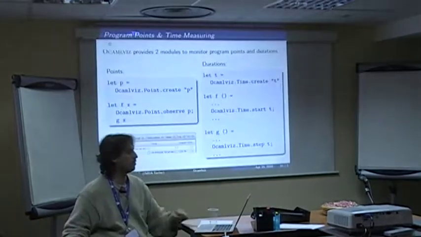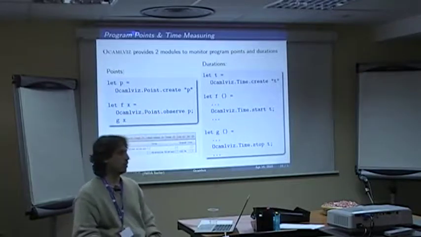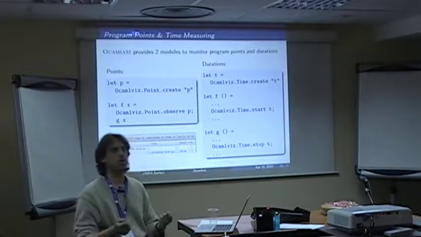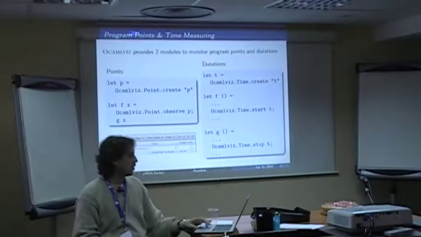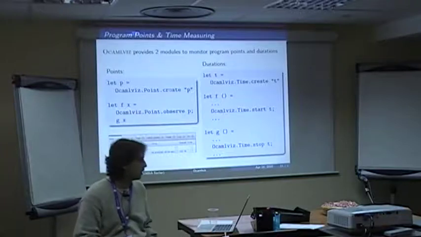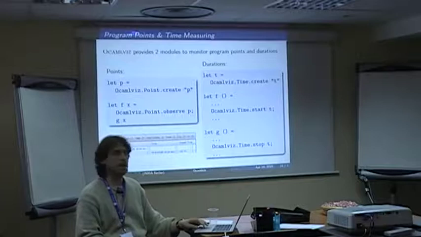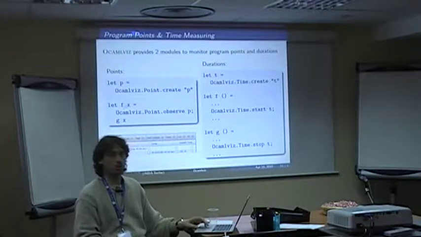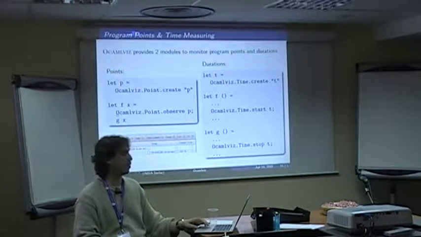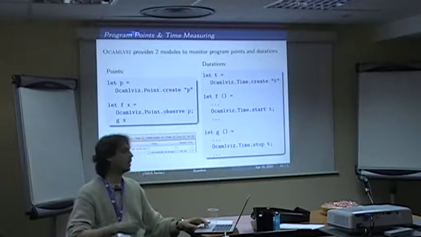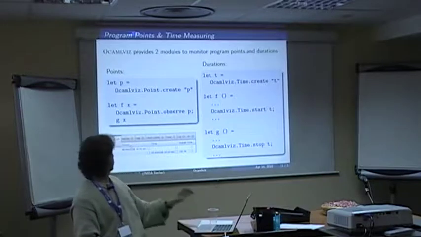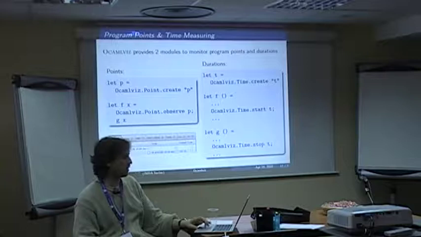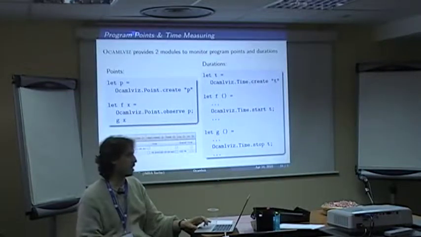Now, Ocamlviz provides, for instance, modules to monitor program points and duration. Suppose you want to know how many times you reach a given point in your program. What you can do is create a point using Ocamlviz.point.create, and you give a name to that point, here P. So that's my point, and then I can use this point everywhere in my program. For instance, I have a function f here, and I want to know when this function is called. So I just observe this point P at the beginning of f. I'm calling Ocamlviz.point.observe P, and then each time P is reached, I'm going to see this in my Ocamlviz graphical user interface: I have the point P and the number of times P has been reached.